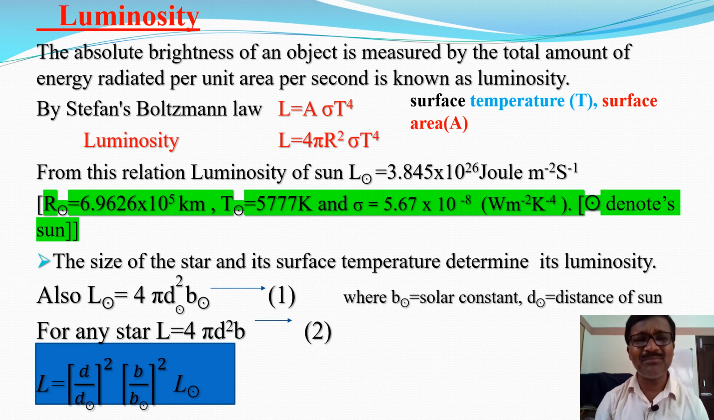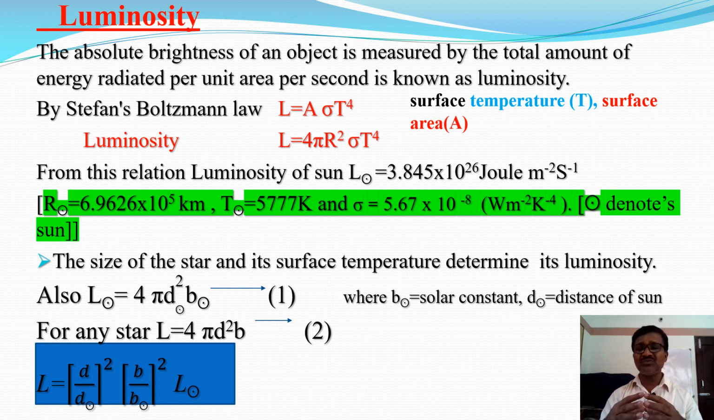Let us come to another important property, which is luminosity. The luminosity of any star we measure by its absolute brightness. The absolute brightness of an object, measured by the total amount of energy radiated per unit area per second, is called luminosity. By the Stefan-Boltzmann law, the total energy emitted by the object per unit area per second is what we call luminosity.